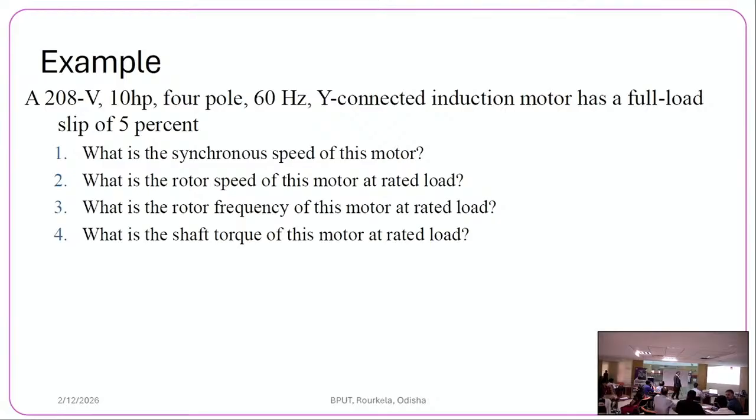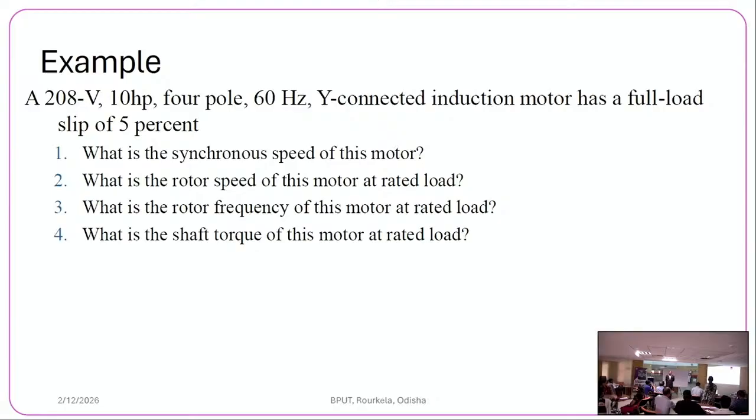So this is a small example. Though it is a very simple example for you, we will just go through it, just for refreshment. A 280 volt, 10 horsepower, 4 pole, 60 hertz, star connected induction motor with a full load slip of 5%. What is the synchronous speed of the motor? Please tell. First question. It is 1800 RPM.